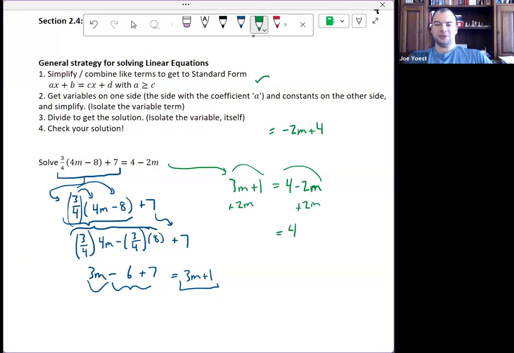On the right side, 4 minus 2m plus 2m is just 4. 3m plus 2m gives me 5m plus 1. Okay, I've combined my variable terms. I now want to work on isolating my variable term. Subtract 1 from both sides to get 5m equals 3. I have now isolated my variable term, and I want to isolate the variable itself by dividing by the coefficient.